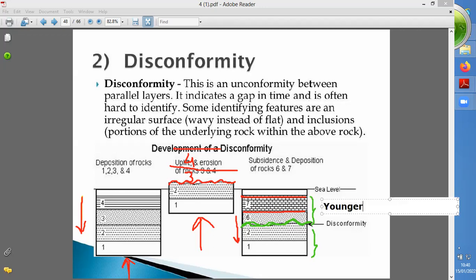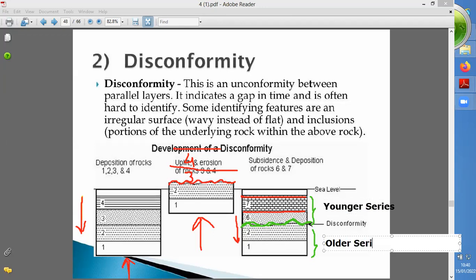This is the younger series, and these first two, which are present below the unconformity, are older series rocks. Now look at the orientation of the younger and older series rocks. When you look at the orientation, all the layers, first, second, 6, 7, all the layers are generally parallel to each other. Okay, so this is the meaning of disconformity.